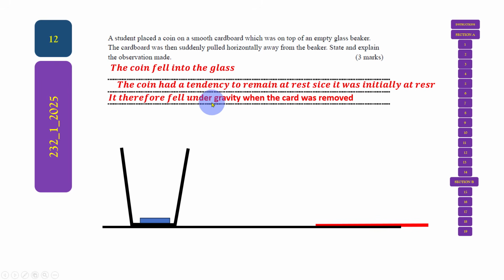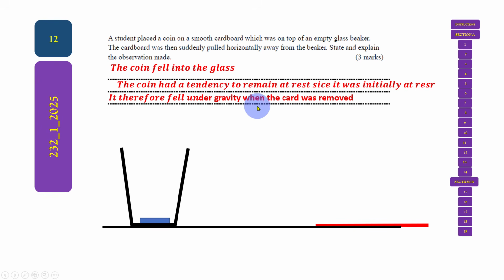It must fall under gravity, because we can do this same experiment with the card resting on top of the table with the coin on top of it. If we flick that card away, the coin remains in the same position.